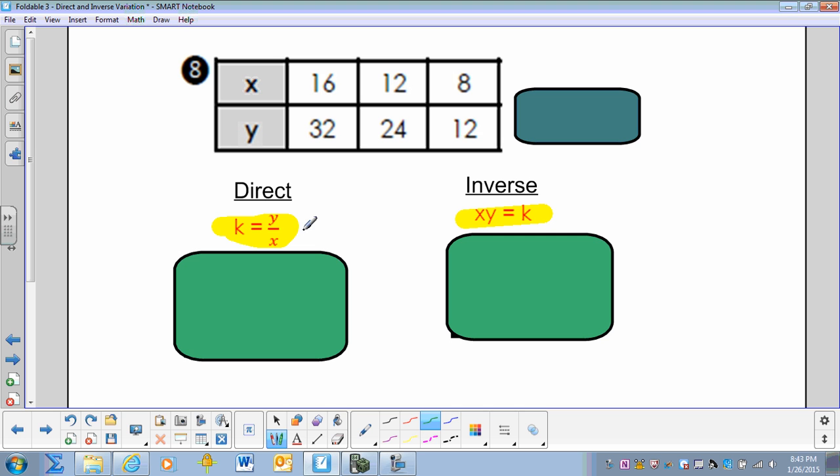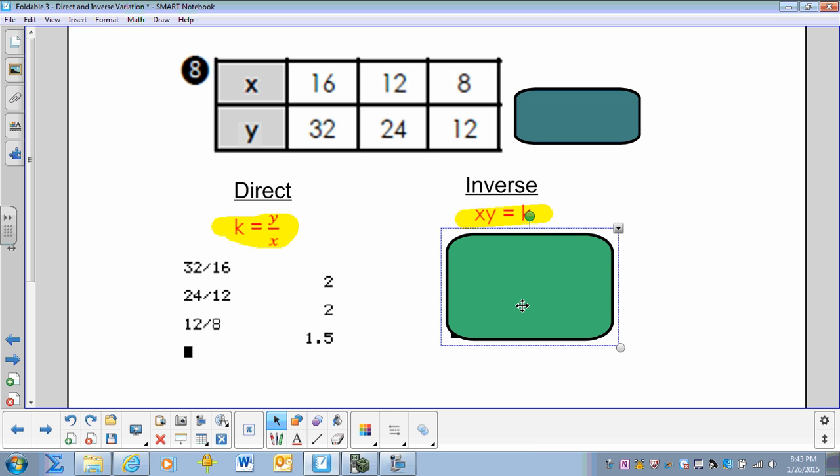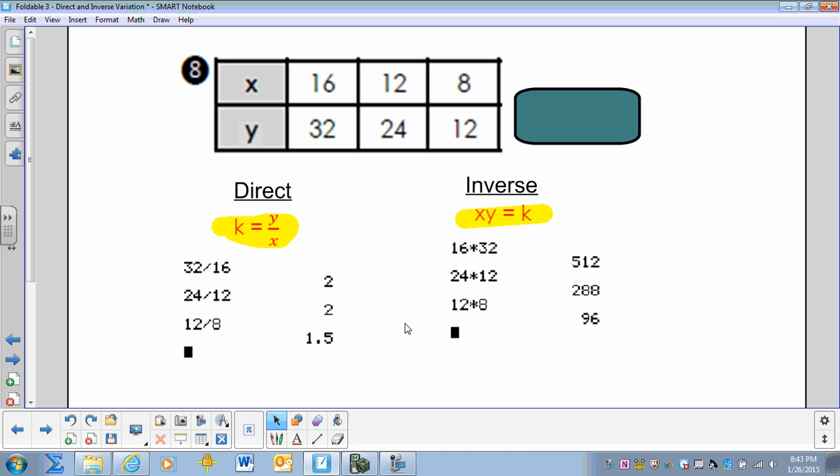Again, to be a direct variation, y divided by x should always be the same. To be an inverse, x times y should always be the same. In this case, neither direct or inverse.